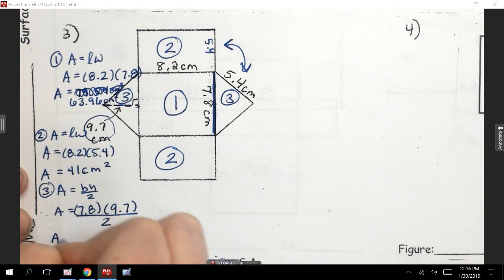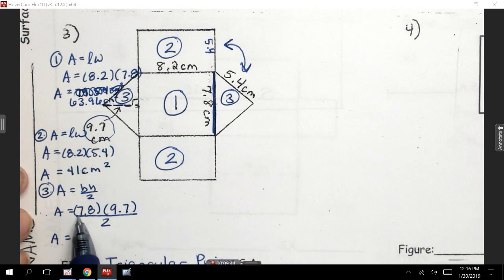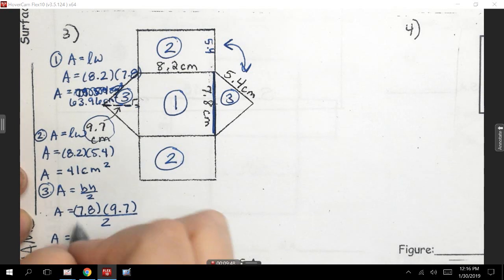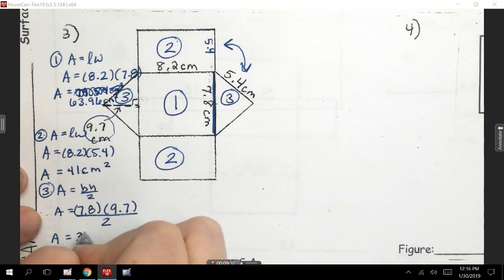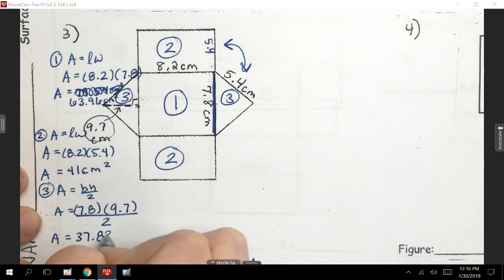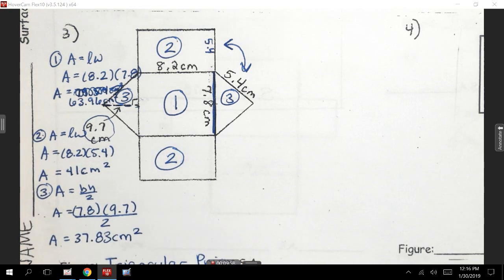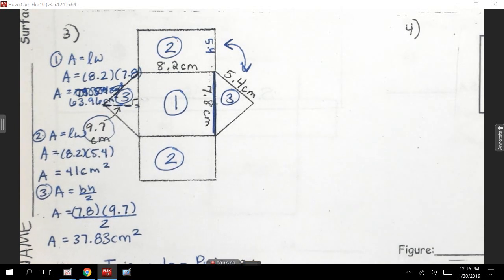All right, so we have to be really, really careful now. So 7.8 times 9.7 divided by 2. Micah? 37.83 centimeters squared. All right, so I've done the hard part. Now I'm ready to just add them up and carefully type them into my calculator.